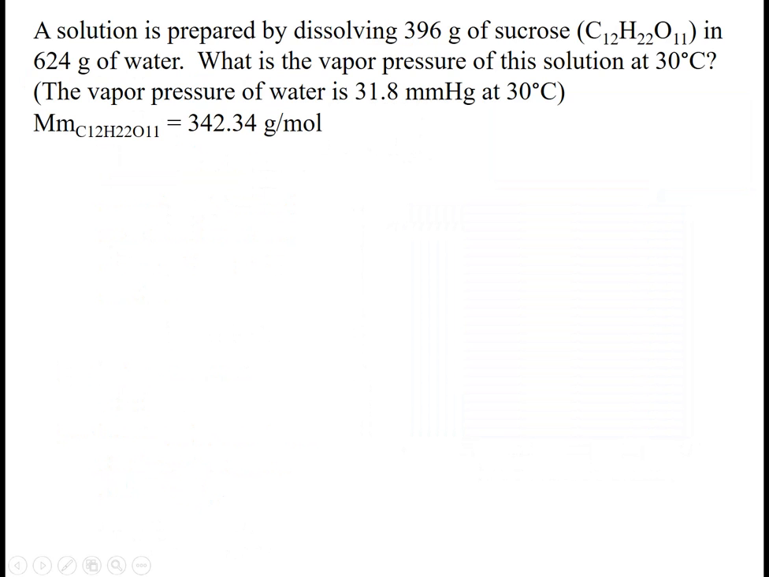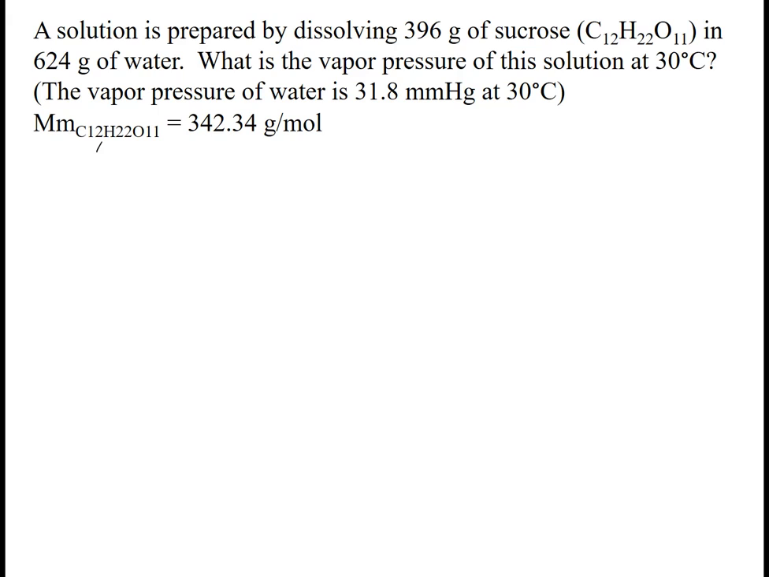So here's an example. The solution is prepared by dissolving 396 grams of sucrose in 624 grams of water. What's the vapor pressure of the solution at 30 degrees? And the vapor pressure of pure water is 31.8 millimeters of mercury at 30 degrees. And I went ahead and gave you the molar mass of this. I've noticed that some people are having a hard time here.